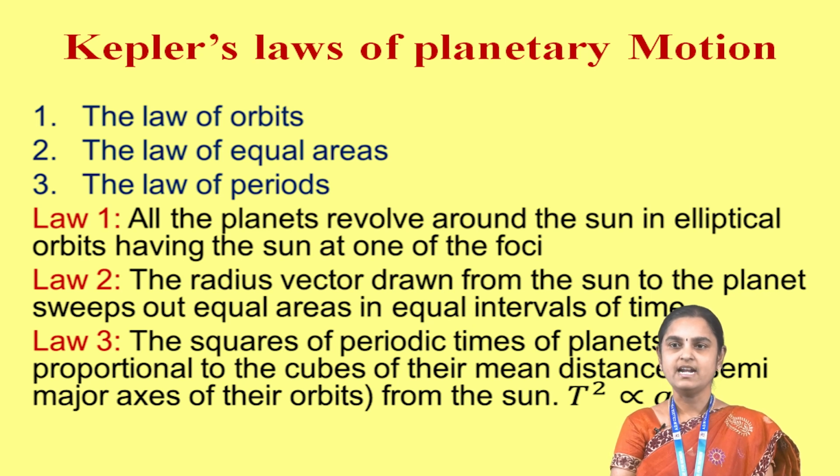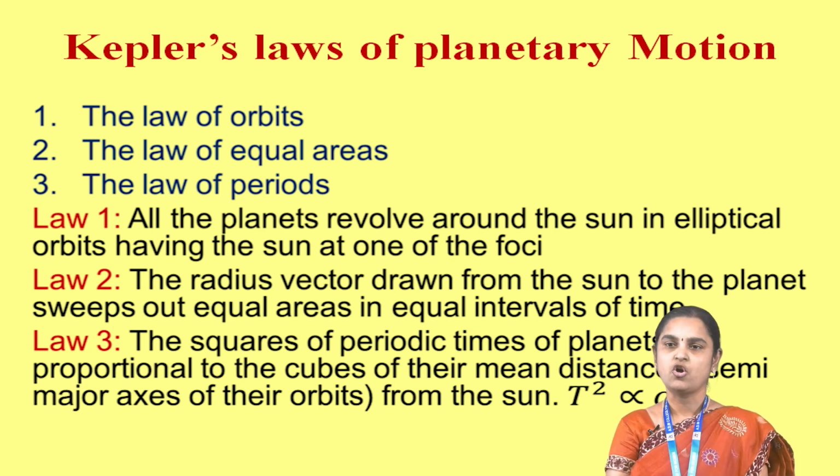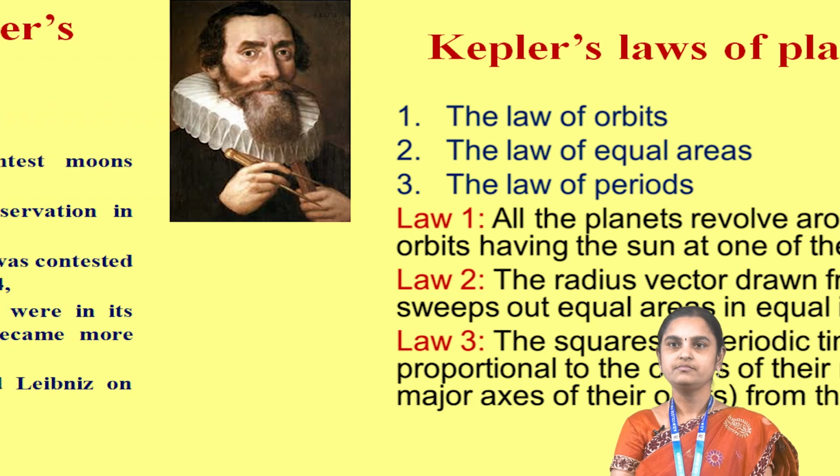Law 3 states that the squares of the periodic times of planets are proportional to the cubes of their mean distance, the semi-major axis of their orbits from the sun. That is, T squared is proportional to A cubed. If capital T is the periodic time of a planet, it is proportional to the cube of the distance, that is A cubed.